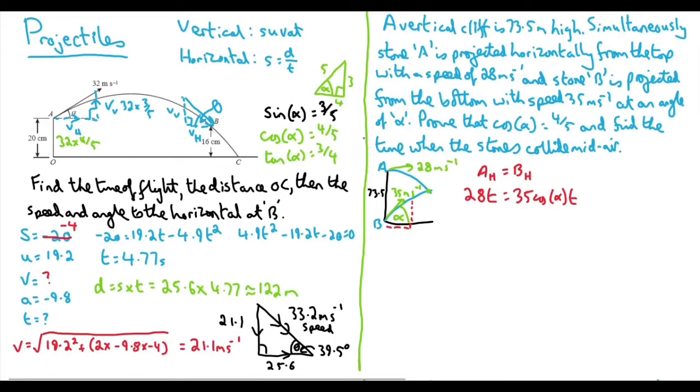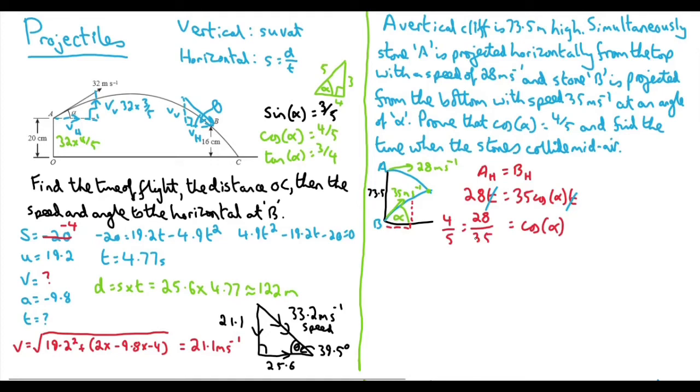Now, because they are colliding, at the time at which they meet these horizontal distances must be the same. So we can basically just cancel out the t's because they will be the same number, a common factor. And therefore, we're just left with the cos of alpha equaling 28 over 35, which does simplify, if you divide through by a factor of 7, to 4/5.